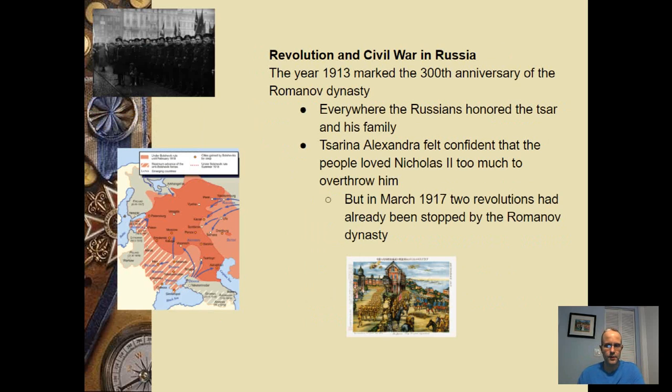So the revolution that happens in Russia was marking the 300th year anniversary. Even while people were honoring it, there were already a couple of revolutions stomped out. By this time, two revolutions up until 1917 were actually stomped out, meaning it wasn't something that completely took everyone off guard. Previous revolutions were already quelled, stopped at this point.